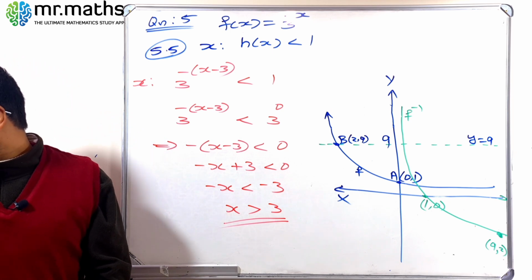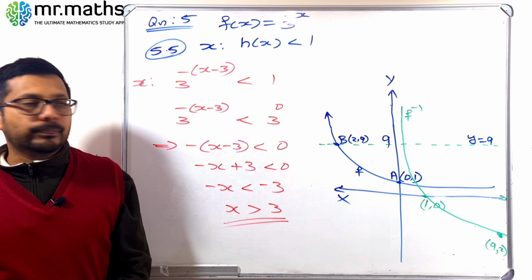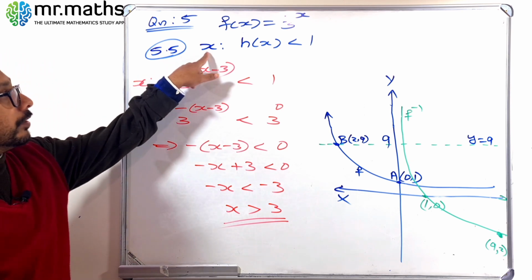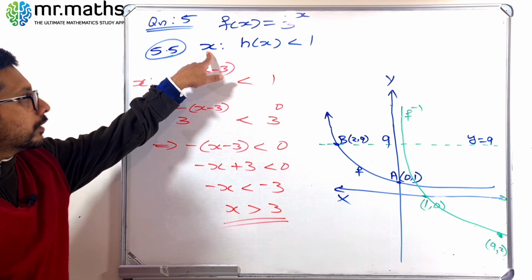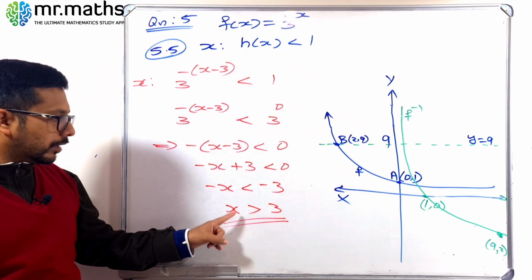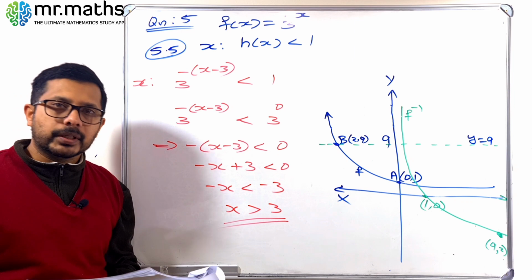And that is question number 5.5. What was question number 5.5? You have to find the values of x satisfying this condition. So what are the values of x? x is greater than 3.